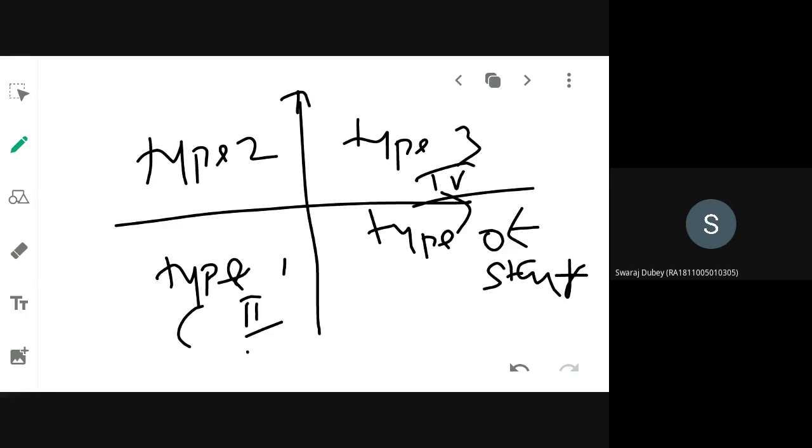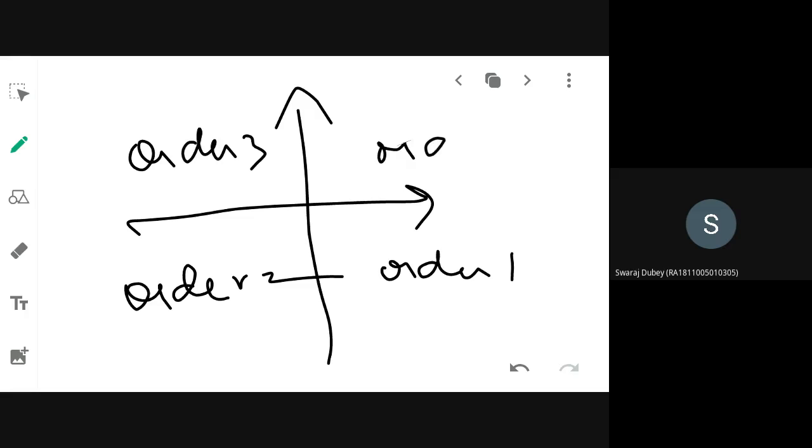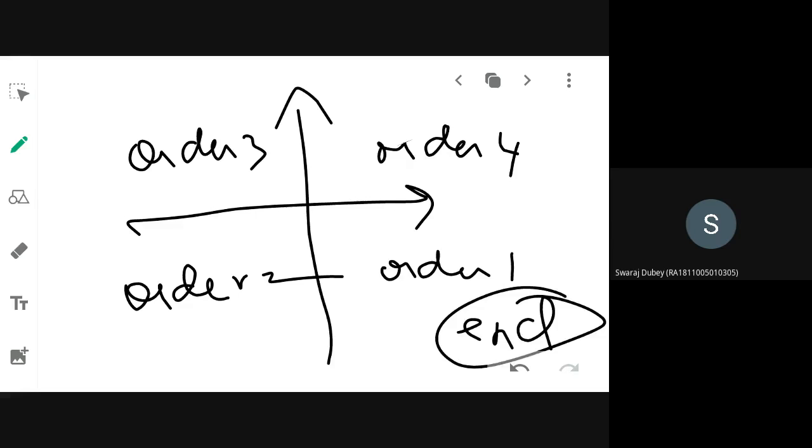Okay. Now the next concept is where the plot will end. That will be determined by order. So this is order 1, this is order 2, this is order 3, and this is order 4. So this will be indicating where the plot is going to terminate, where it is going to end. Suppose the given transfer function is of order 4, then in which quadrant will it terminate? Fourth. This quadrant. Okay, understood? This concept is very, very important.